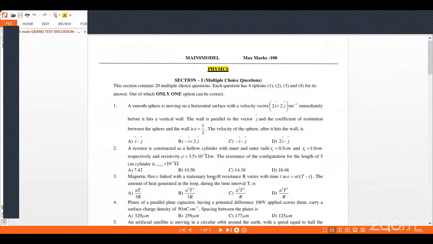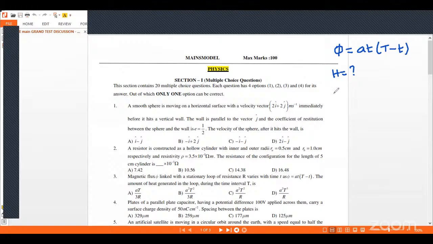Magnetic flux linked with a stationary loop of resistance R is given as flux equal to A small t times (capital T minus small t). The amount of heat generated in the loop. Heat generated we will indicate with H.